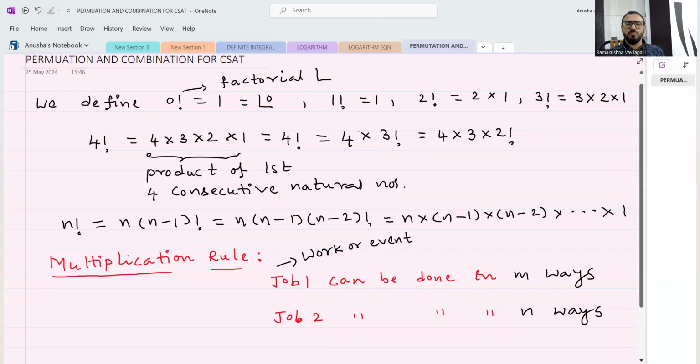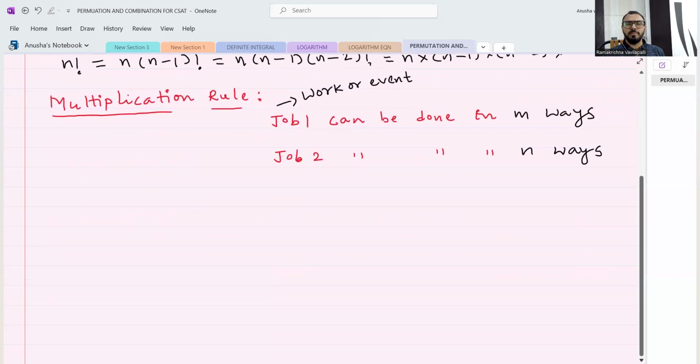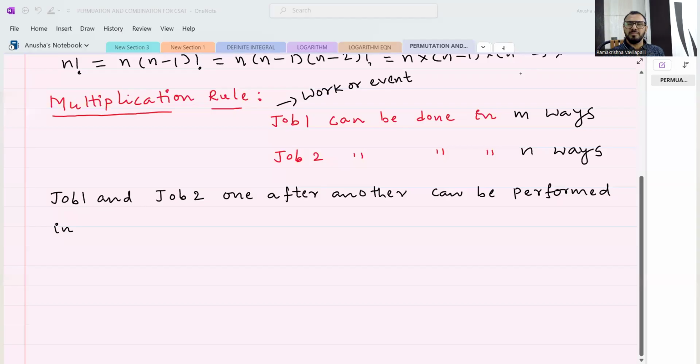Now you see, job 1 can be done in M ways, like wearing shirts, and job 2 can be done in N ways, like wearing a pant. Now the question can be raised: in how many ways can a person wear a pant and a shirt? Here I am using the word "and". That "and" represents the multiplication rule. So job 1 and job 2, one after another, can be performed in M into N ways.